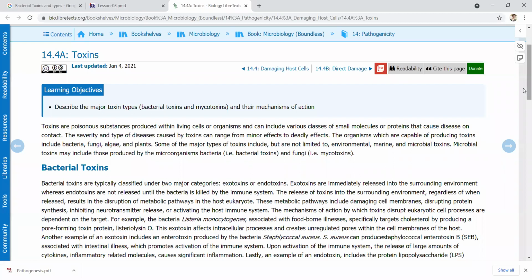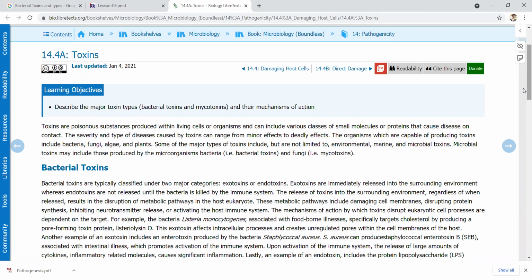Then a similar example of a toxin, this time an enterotoxin. This example of an exotoxin includes an enterotoxin, which is produced by the bacteria called Staphylococcus aureus.